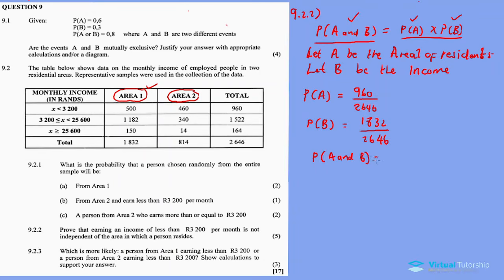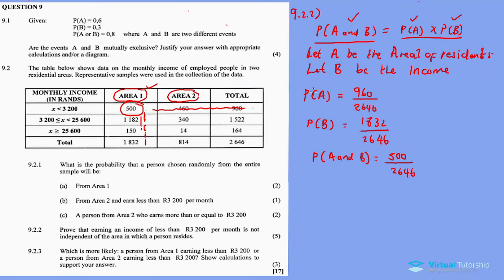The probability of A and B is equal to where A and B meet. So since this is A, and this is B, and then this is A. Where the row and the column meet, we take that value. That's our A and B. That's our intersection: 500 divided by the total sample, 2646.